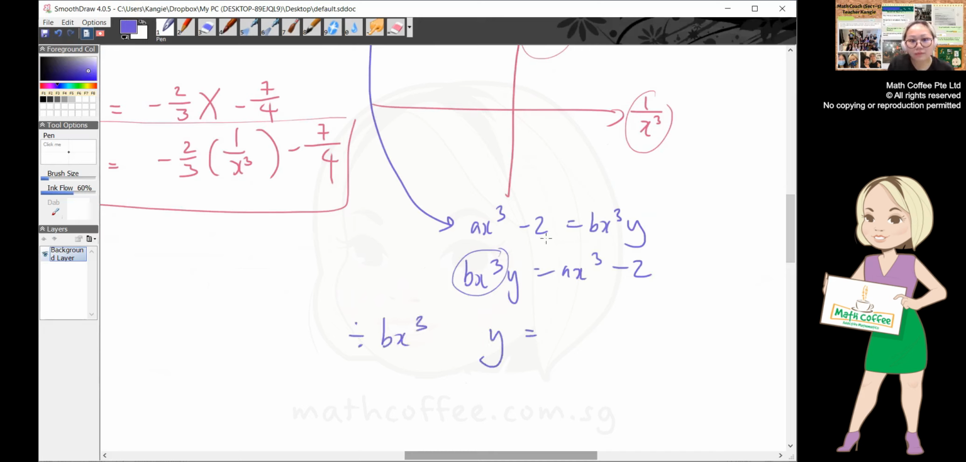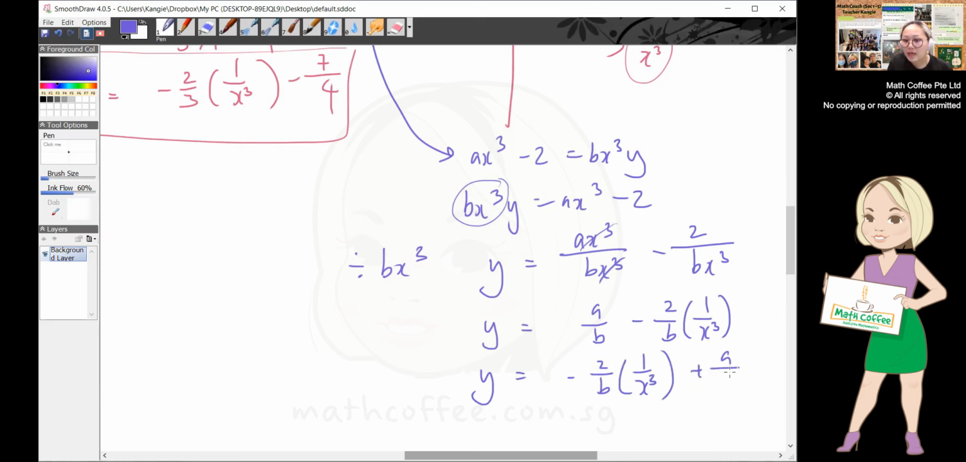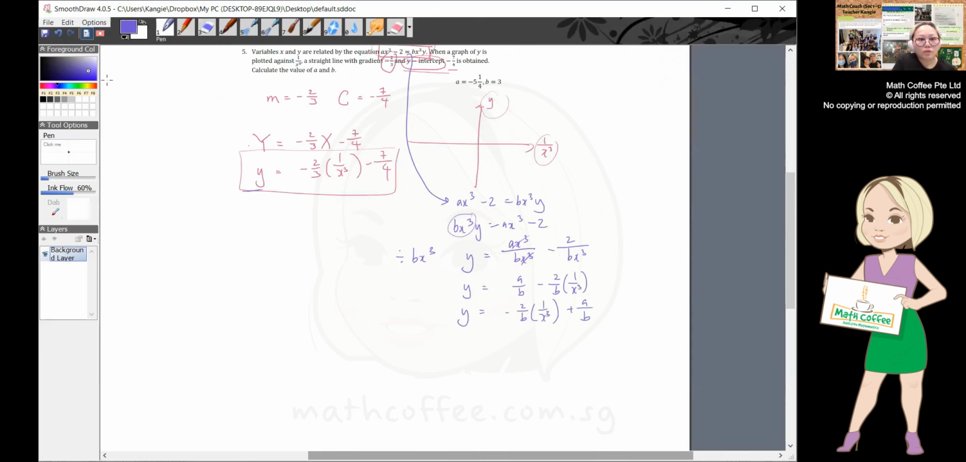So I get y. This one you can write out first. This one becomes this. And you can see that the x cubed can cancel. So it becomes y equals a over b minus 2 over b times 1 over x cubed. Shift it a bit. So y equals minus 2 over b times 1 over x cubed plus a over b. Aha. So now you can compare. You notice that my gradient is this and over here is this. So minus 2/3.